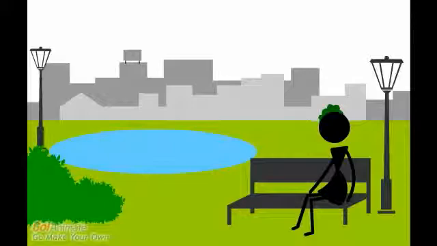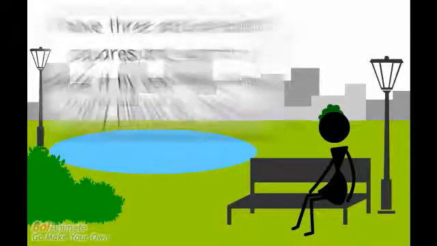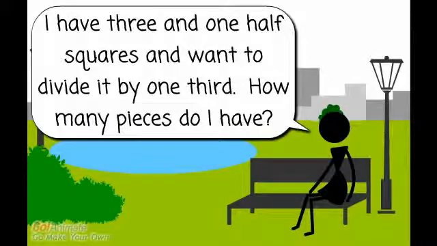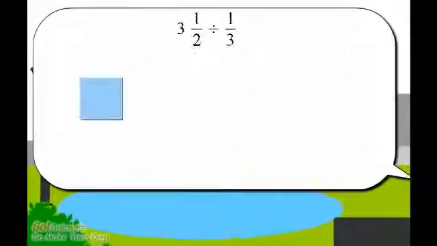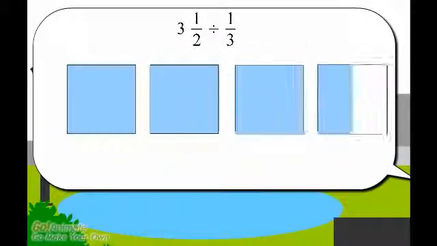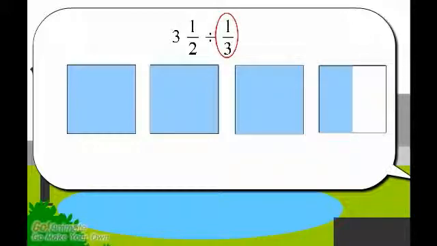Let's begin with an example. Let's practice this together. I have 3 1/2 squares and want to divide it by 1/3. How many pieces do I have? I know I have 3 1/2 squares. Think about how many groups or sets of size 1/3 you will have, or how many pieces are in one whole.